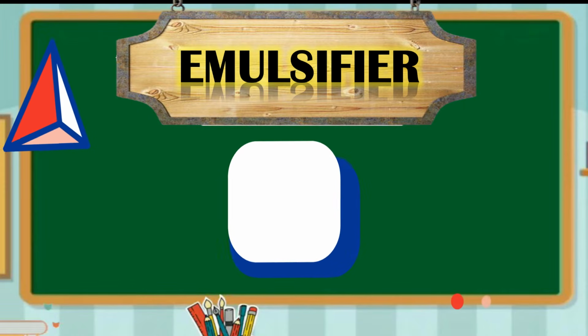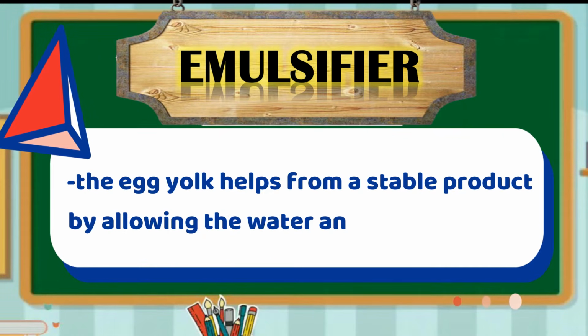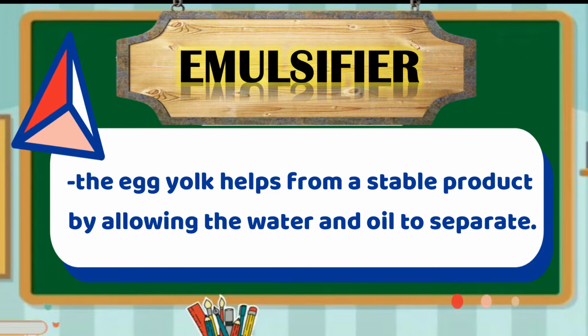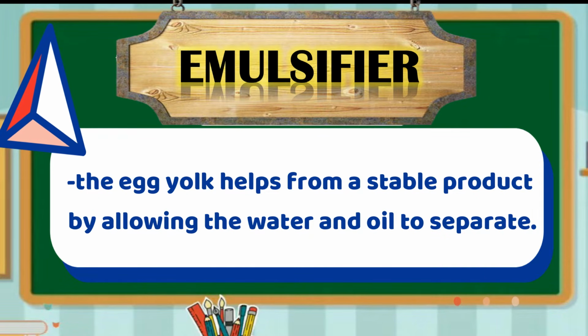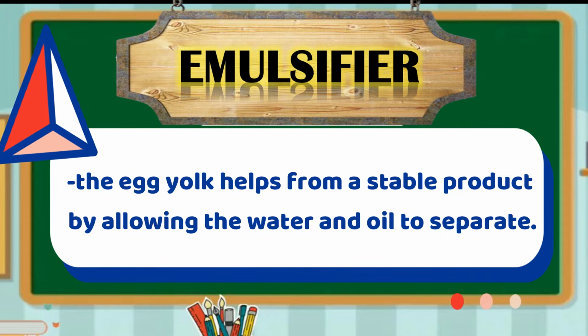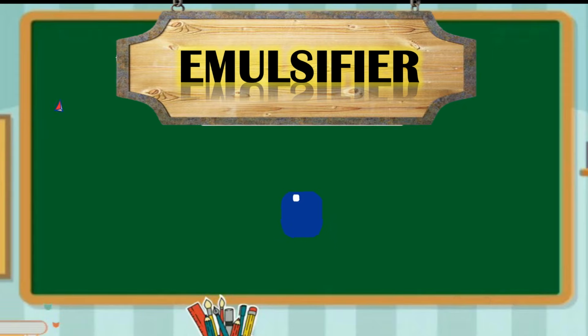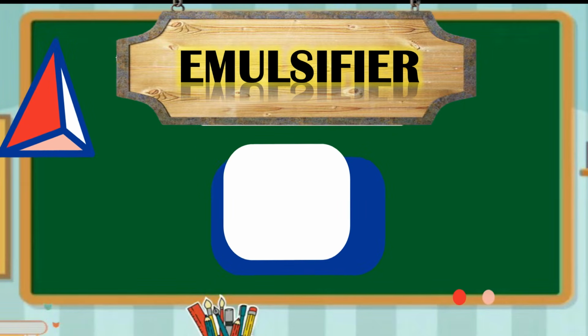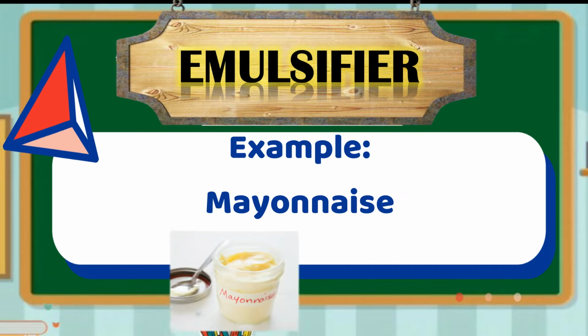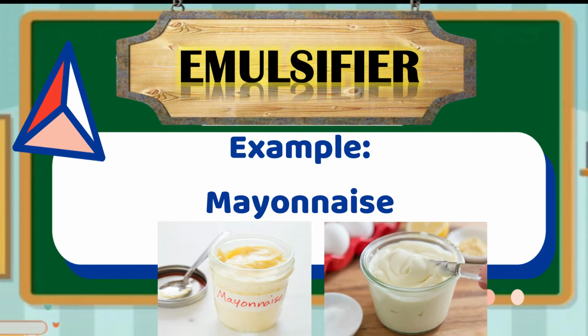The next use of egg is as emulsifier. The egg yolk helps form a stable product by keeping the water and oil from separating. We can use this in making mayonnaise.